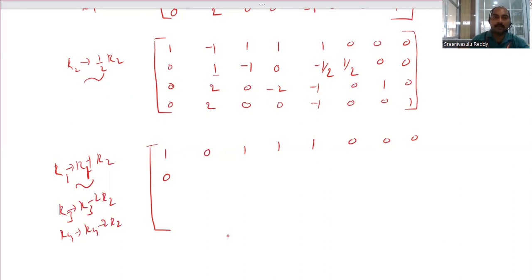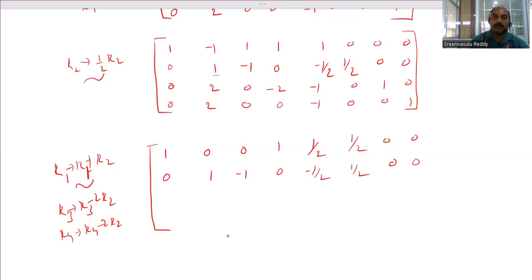R1 plus R2. 1 plus 0, 1. Minus 1 plus 1, 0. Here 0. Here 1. Here 1 minus 1 by 2 means 1 by 2. Here plus 1 by 2. 0, 0. Okay. Second row: 0, 1, minus 1, 0, minus 1 by 2, 1 by 2, 0, 0.